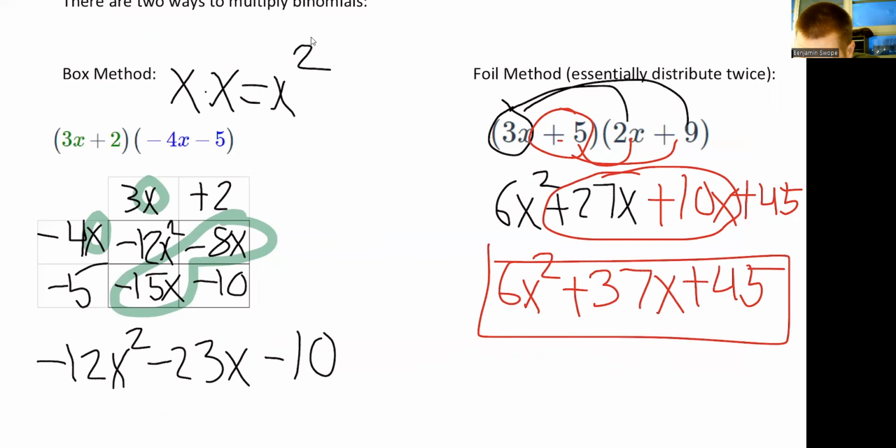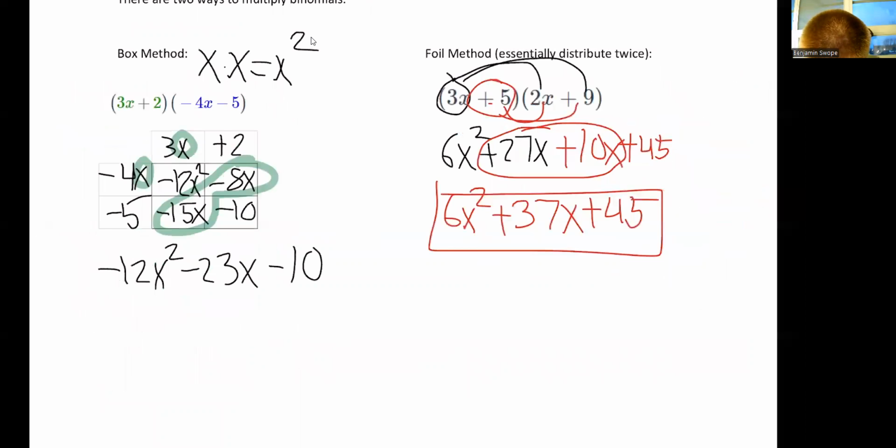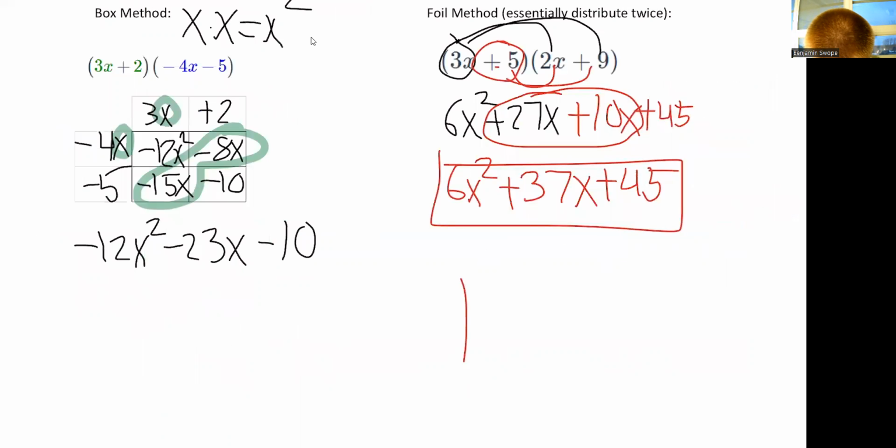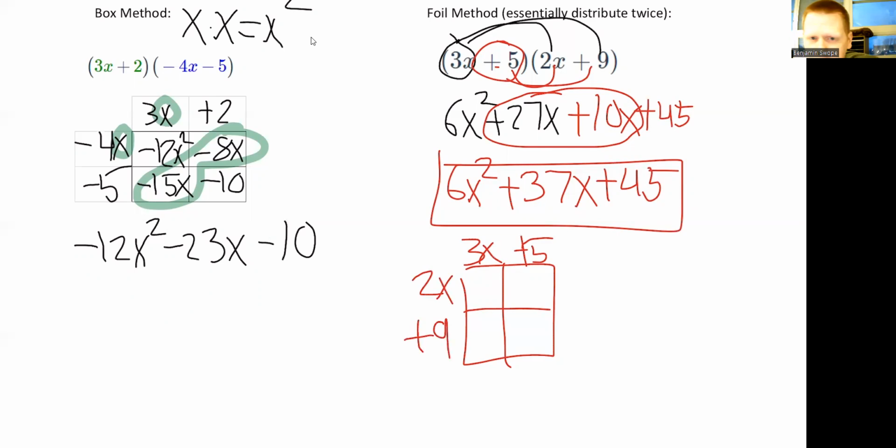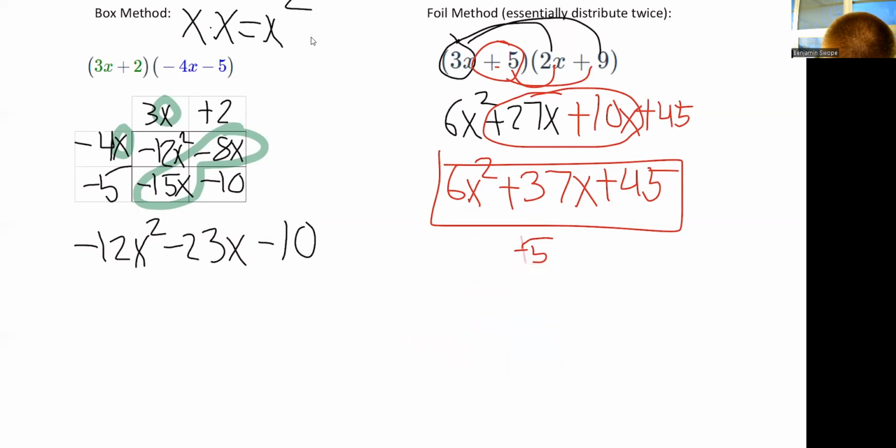But like I said, if you prefer, you also could do the box method. You could just draw a box. I usually put the first one on the top, the second one on the side. If you work it out, you'll get the same result. So I just want to show you there are 2 options. To be honest with you, if you're in a college class, they're probably going to show you the FOIL method, I would assume. But the box method is definitely a valid method. It helps organize your information. So we'll see how this goes.